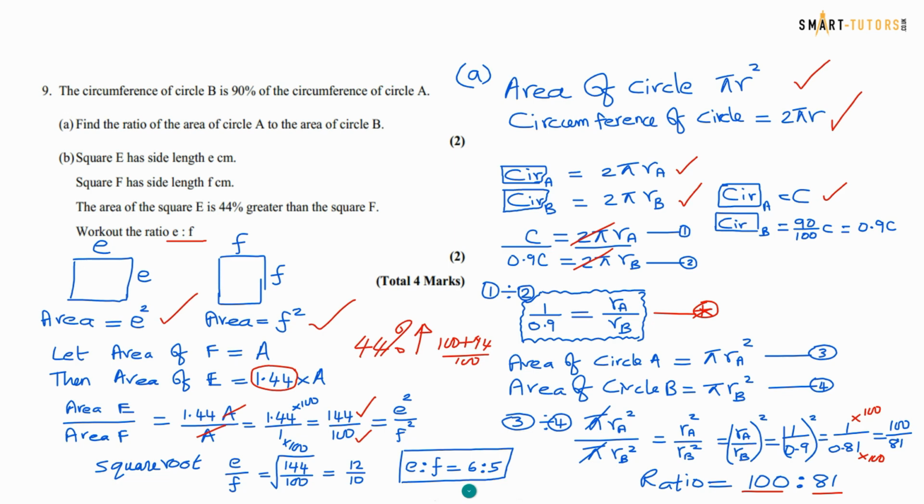So the area of E is E squared and the area of F is F squared. If you square root both sides, E over F is the square root of 144 over 100, which is 12 over 10. If you simplify, that is 6 is to 5. That is the answer for question number 9.